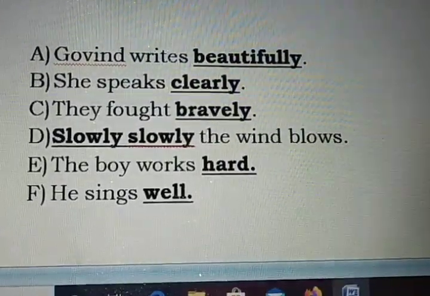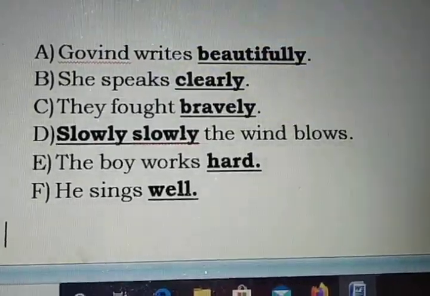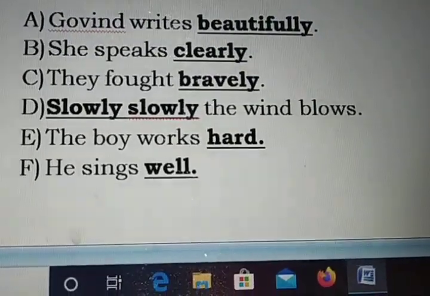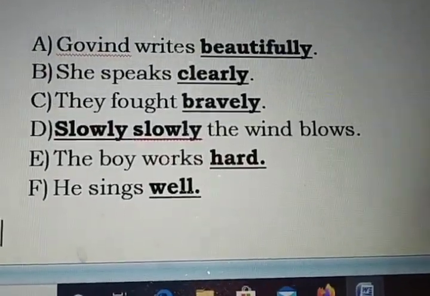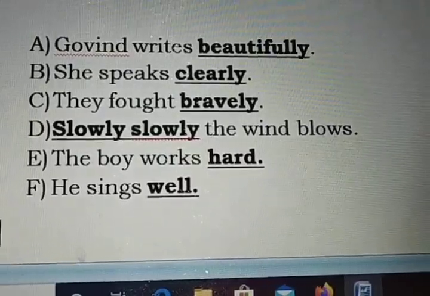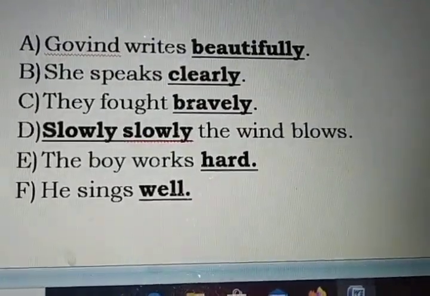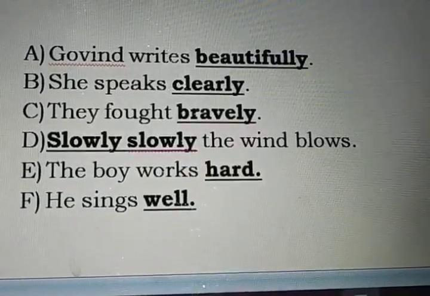The boy works. How does he work? He works hard, very hard. And the last one, he sings. How does he sing? Well. So all these, beautifully, clearly, bravely, slowly, hard, well, they all are your adverbs of manner. They tell how the action is done.